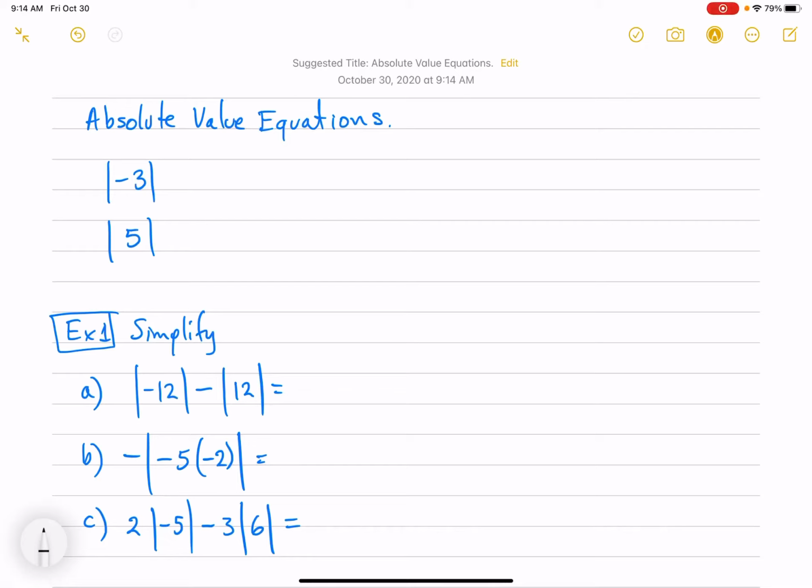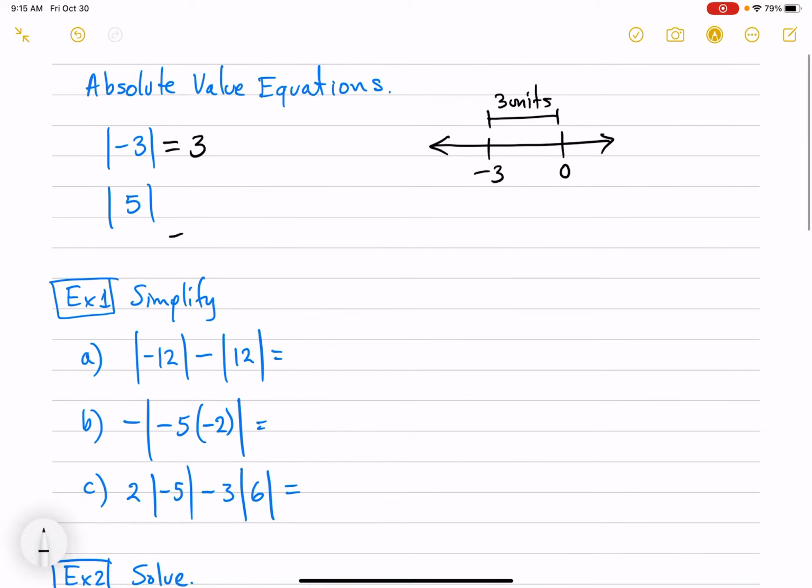Hello students, in this video I'm going to show you how to solve equations that involve absolute value. But before we do that, let's review what absolute value is. The absolute value of -3 we say is 3. The way we think about absolute value is the distance from 0 to that number. The distance between 0 and -3 is 3 units, so that's why we say that the absolute value of -3 is 3.